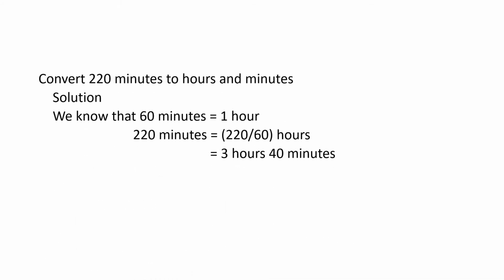Convert 220 minutes to hours and minutes. Solution, we know that 60 minutes is equal to 1 hour. 220 minutes is equal to 220 divided by 60. It will give us 3 hours and 40 minutes. So, get the remainder as the minutes. The whole number 3 is your hours and the remainder will be your minutes.